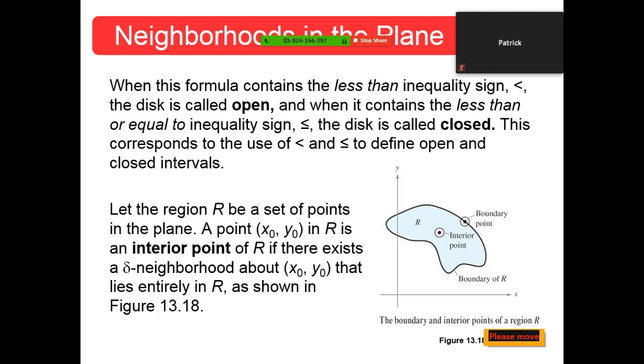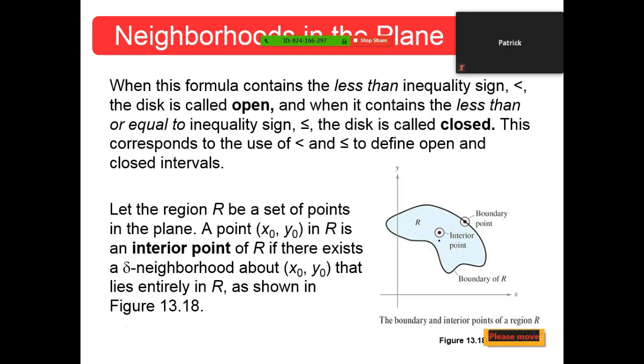So let's now imagine a region R. A region R is a set of points in the plane. Again, we're dealing with neighborhoods in a plane. A point x0, y0 in R is an interior point of R if there exists some delta neighborhood all the way around that point, such that that whole neighborhood is also in R. Okay? Now, that's what we call an interior point.